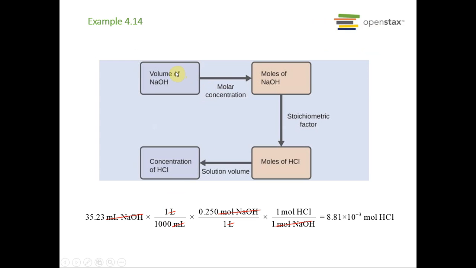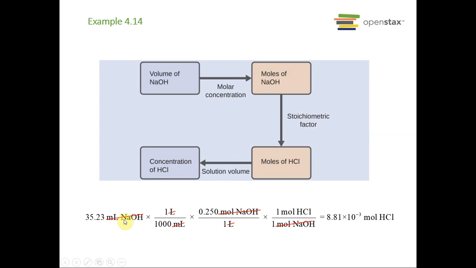So here we've got the volume of NaOH times its concentration gives you the moles of NaOH. Then using the stoichiometric factor, it gives rise to the moles of HCl. And then that divided by its solution volume yields concentration. So effectively, we've got volume times concentration equals volume times concentration, and the only thing we don't know here is concentration, and so it's just like the dilution equation.